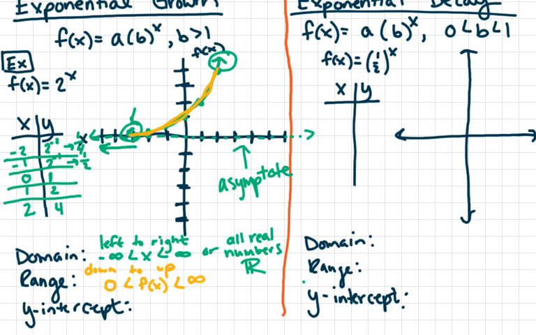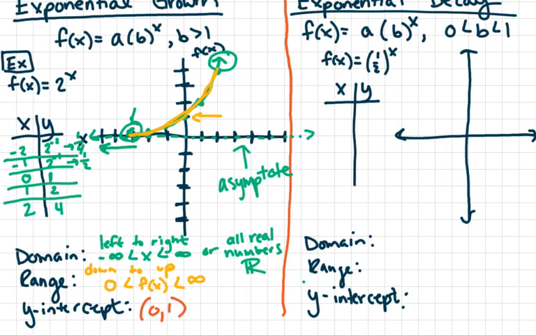The y-intercept, just to refresh, is where the graph crosses the y-axis. And so it crosses the axis right here at that point, 0, 1. Let me use different colors so you can see.